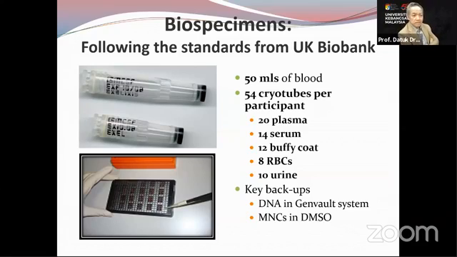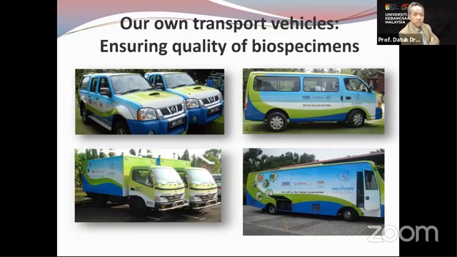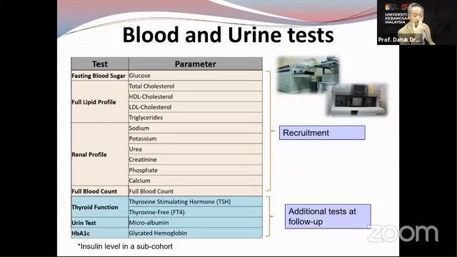Biospecimens, we follow directly the standards from the UK Biobank. Very thankful with all the protocols that UK Biobank has produced and published, especially in terms of optimization and so on. So we have our own transport vehicles to ensure biospecimens are not affected in terms of quality. They were sent to our central processing center within 12 hours of being taken. So these are the list of the blood and urine tests, quite standard. But what we are aiming to do in our study, in our obesity and diabetes study, is measuring insulin level.